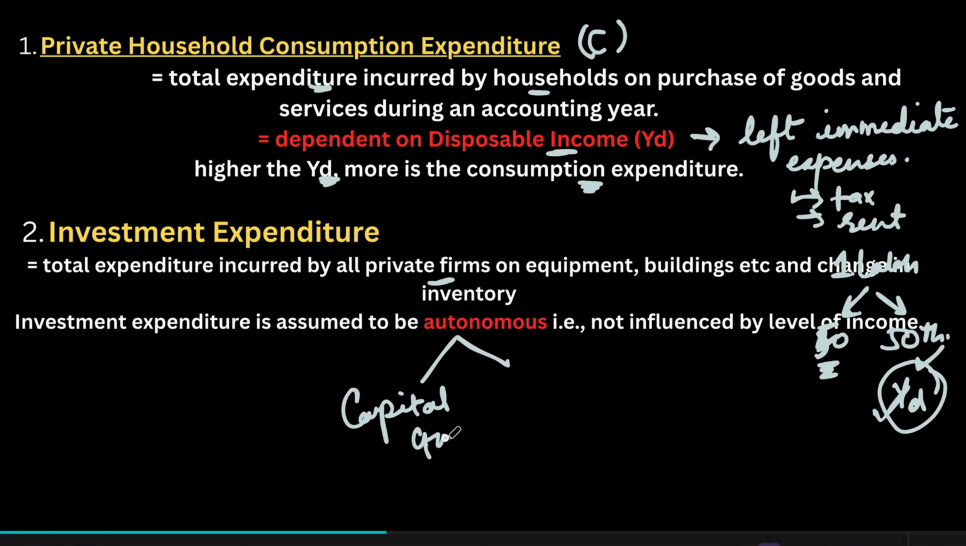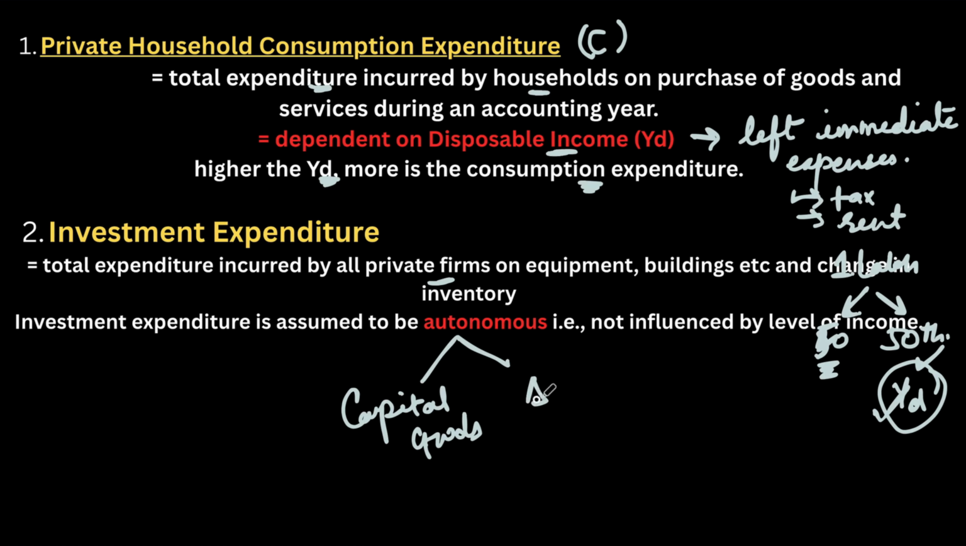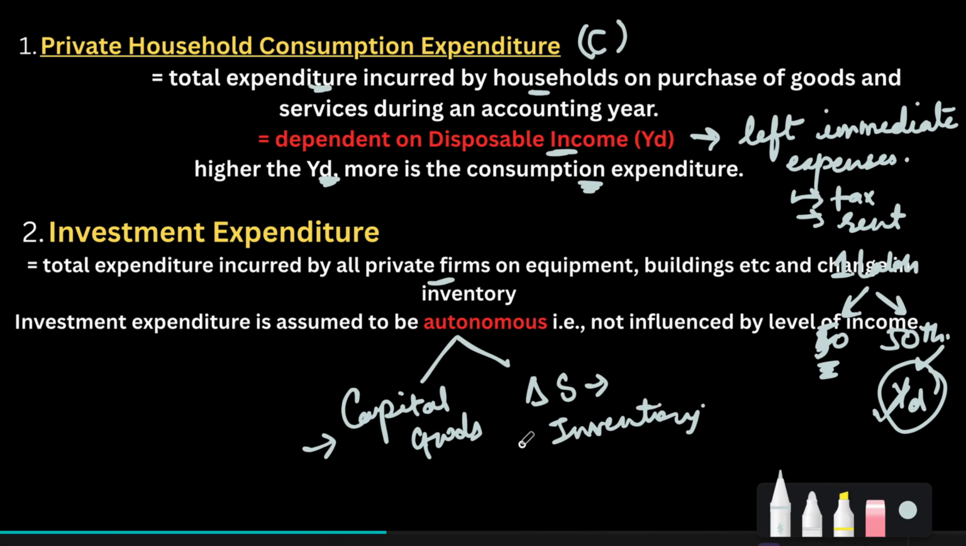You will invest your money on capital goods. You will purchase machineries, buildings, land and buildings, plant and machinery, or you will spend it on inventory, which is change in stock. Inventory can be the raw material, the semi-finished good, or the finished good if you are a trader. So either you are purchasing capital goods or you are spending it on inventory. These are the two things.